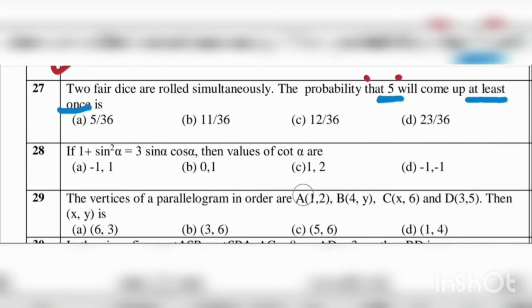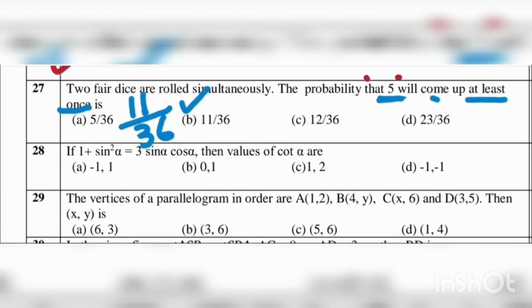When we throw two dice together, there are total 36 possible cases. When we throw one dice, there are 6 cases, 2 dice, 36. So 11 are the favorable cases. So our answer will be option B, 11 by 36. Next question.